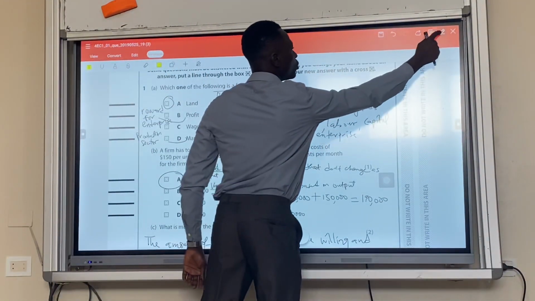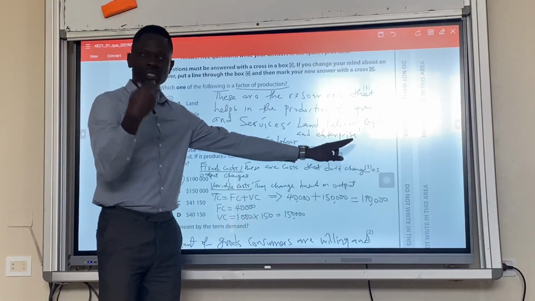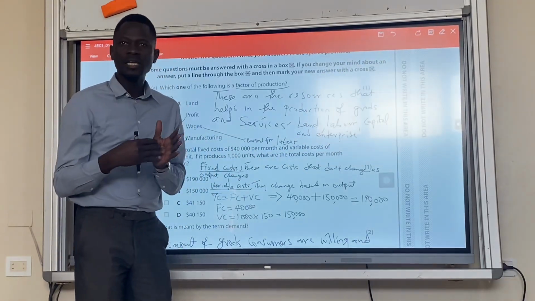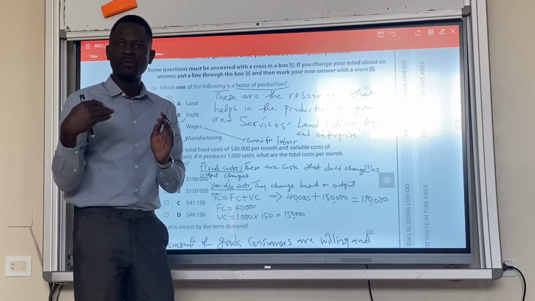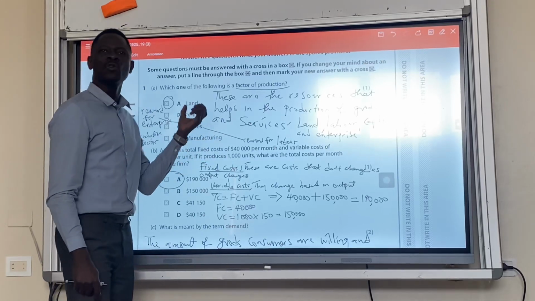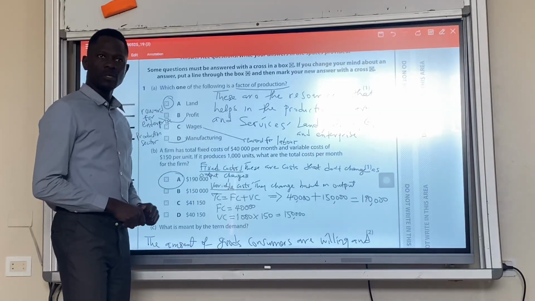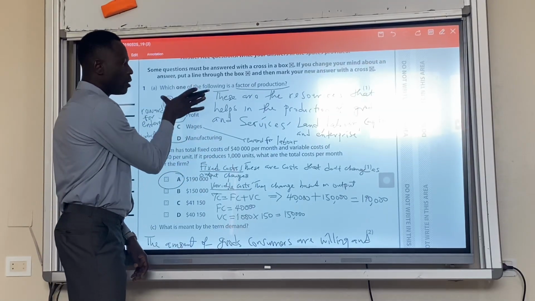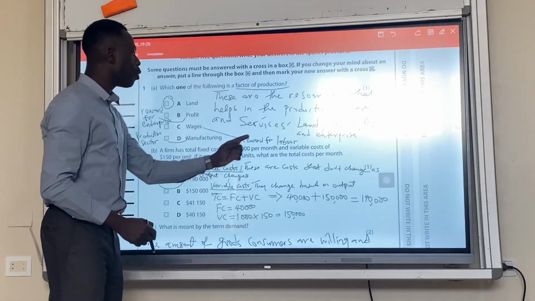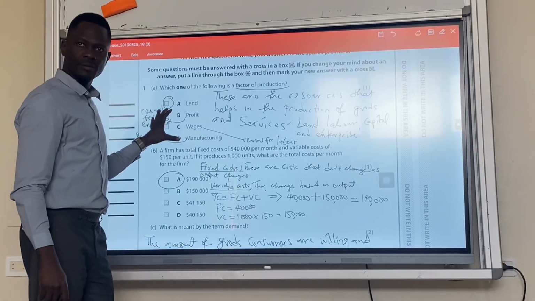Now let's go back to each one of the options. Profit. Profit is a reward to one of the factors of production, which is enterprise. That's the entrepreneur. The reward you get for starting up a business is profit. So it is not a factor of production, rather it's a reward for enterprise, which is one of the factors of production. It is not B.